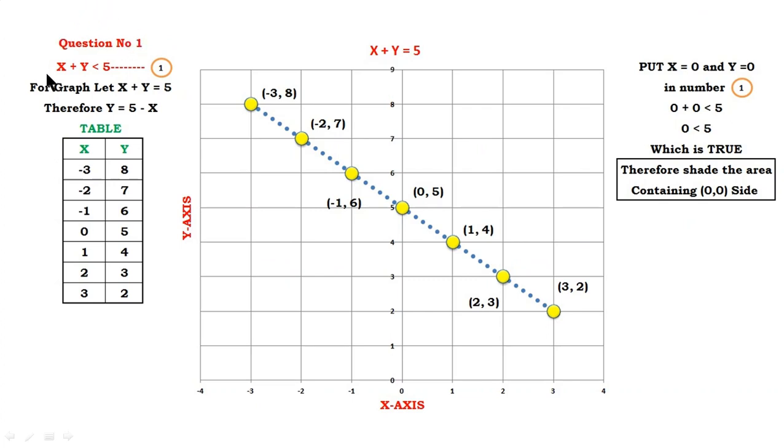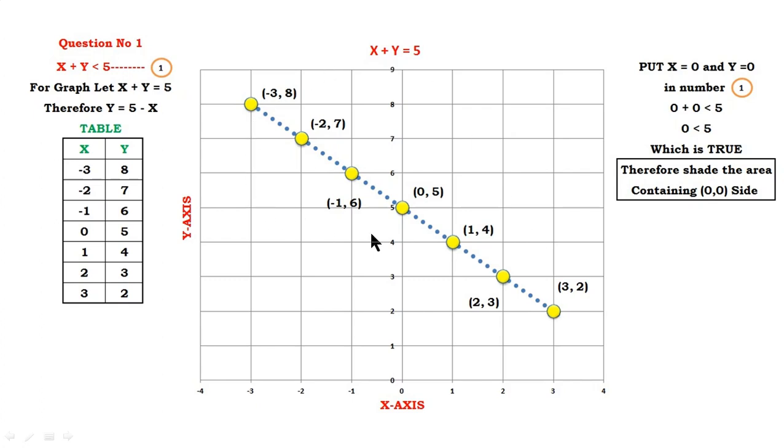In question number 1, the inequality given to you is x plus y less than 5. Let it be number 1. For graphical purposes, let us suppose x plus y is equal to 5. Then we can write y is equal to 5 minus x. By inserting some values of x, you can calculate easily the value of y. Then indicate all these values on the graph. This value is minus 3, 8. You can see clearly: minus 2, 7; minus 1, 6; 0, 5; 1, 4; 2, 3; and 3, 2.